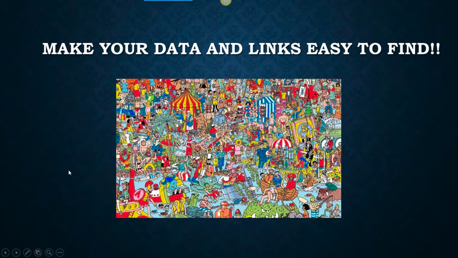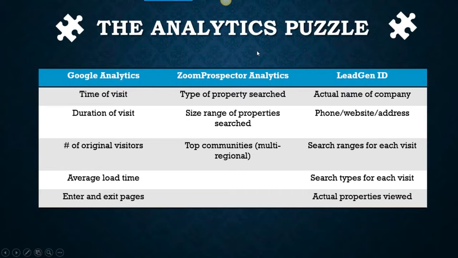So let's talk a little bit about analytics. We at GIS Planning offer 3 sets of analytics, and I have a little bit of what these 3 analytic sets provide. Google Analytics, we hear a lot of that. Time of visit, duration of visit, number of visitors, that's all very important. Average load time is important, so you know if it's a slow responding site. Enter and exit pages are really important.